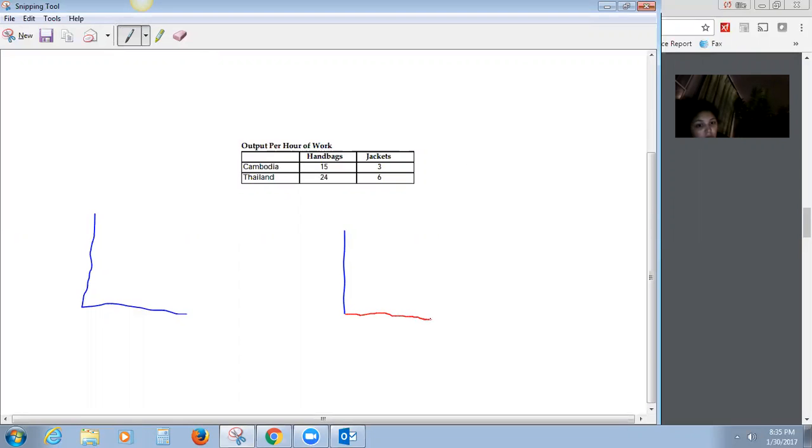All right. But let's say this is Cambodia and this is Thailand. And this is handbags. So I'm just gonna put an H here. And not quite an H, a lowercase h. And this is jackets. All right. When I graph it, Cambodia can do 15 handbags. All right. So 15.